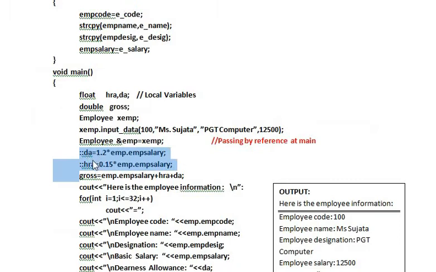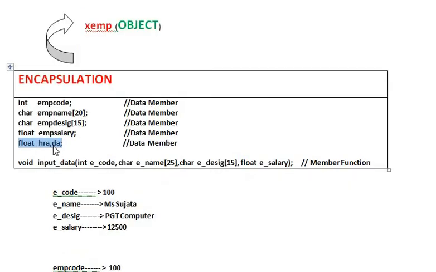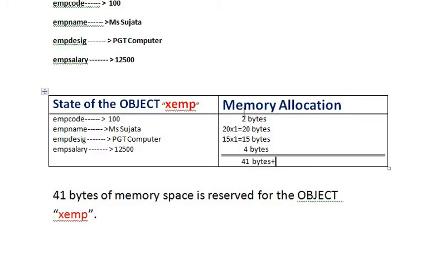Because these two, HRA and DA, represent these two global variables of HRA and DA, which have been bound to the object named XEMP. So adding 4 bytes for HRA and 4 bytes for DA adds another 8 bytes to the object XEMP, which gives 49 as the total number of bytes that shall be reserved for this object XEMP.